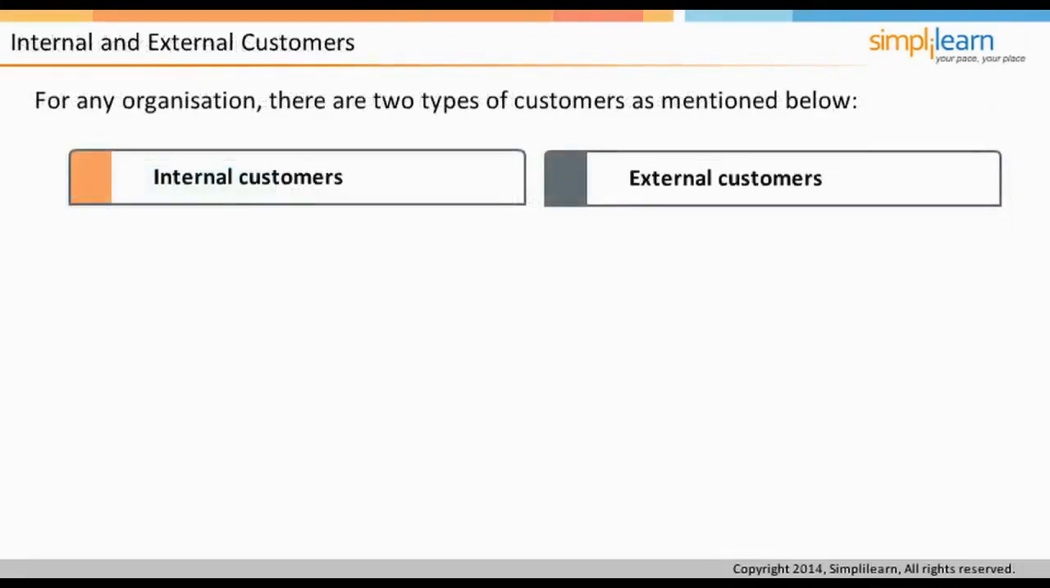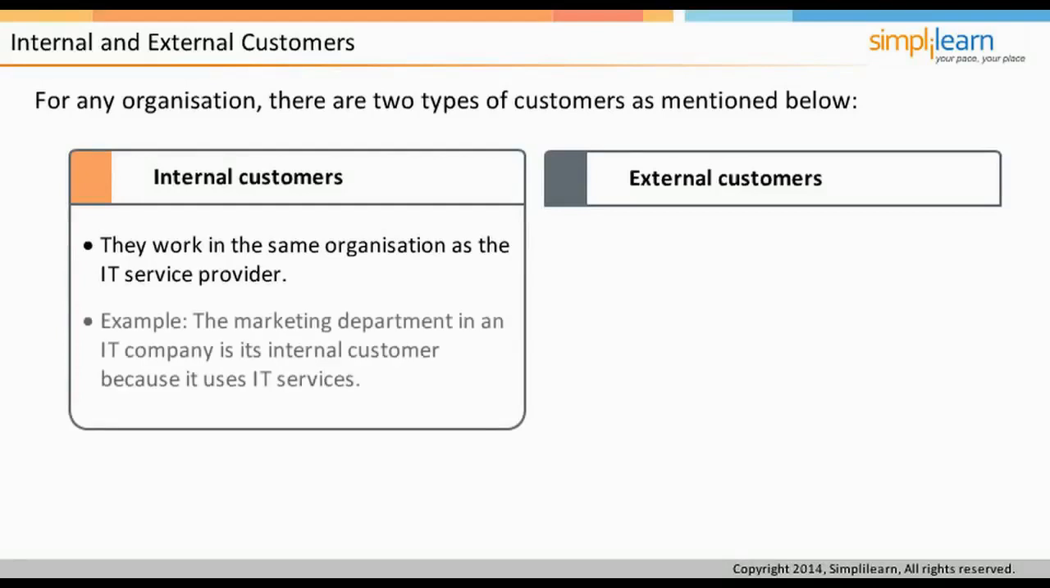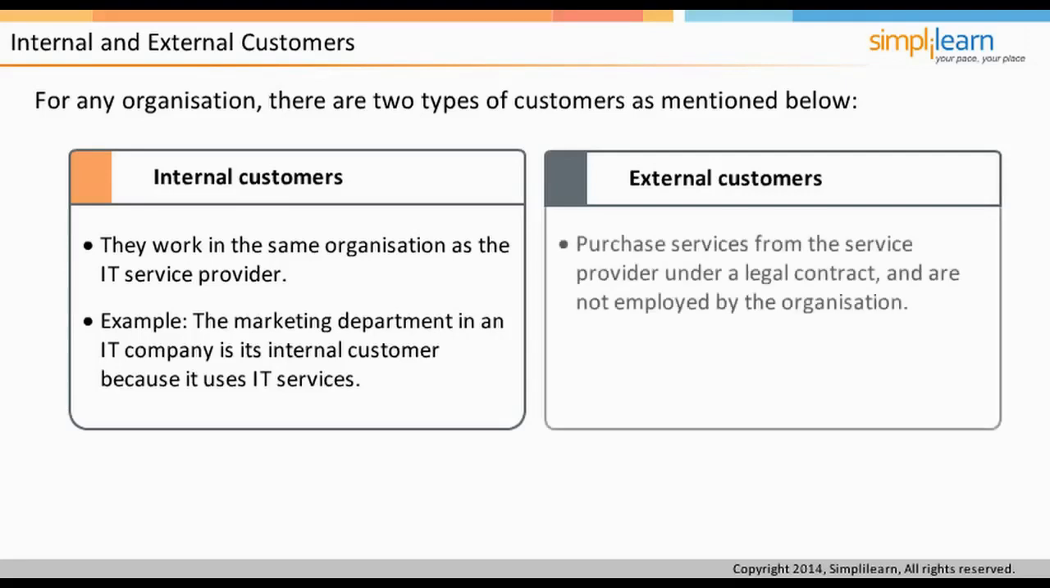There are two types of customers for any organization. Customers who work in the same organization as the IT service provider are termed as internal customers. For example, the marketing department in an IT company is their internal customer because it uses IT services. If the organization charges the department for the IT services, the payment made is considered as an internal transaction in the organization's accounting system. The payment is not considered as revenue earned by the organization.